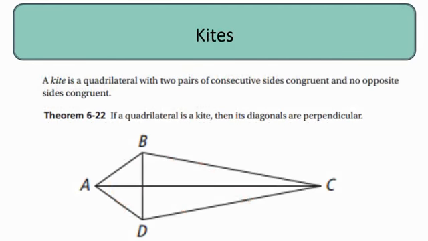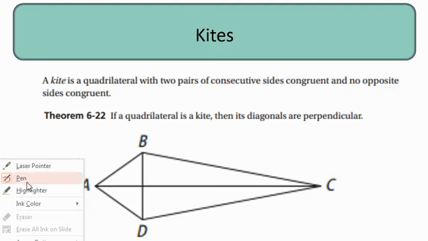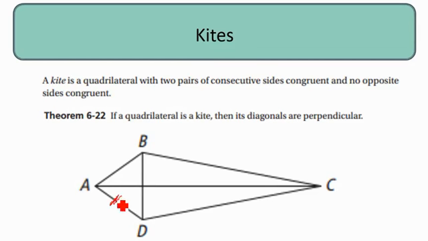A kite is a quadrilateral with two pairs of consecutive sides congruent and no opposite sides congruent. So, like a rhombus, the consecutive sides are congruent. However, the opposite sides are not congruent, and therefore we have two pairs of congruent sides. However, they are consecutive instead of opposite. Kind of looks like a kite you would fly. And a special property for them is that the diagonals are perpendicular.